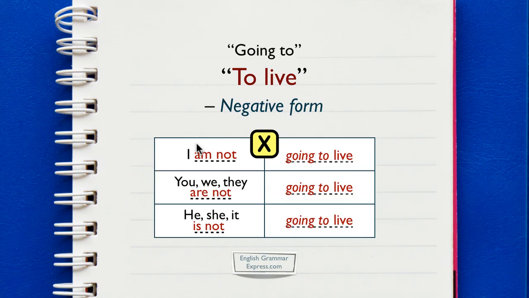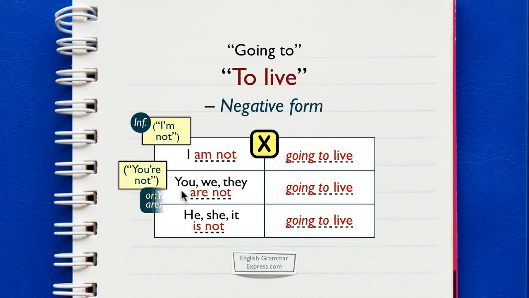For the informal, we would say, I'm not going to live. You're not, we're not, they're not going to live. We could also say, you aren't going to live. We aren't, or they aren't going to live.